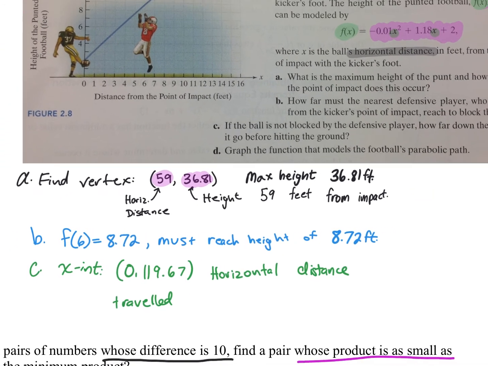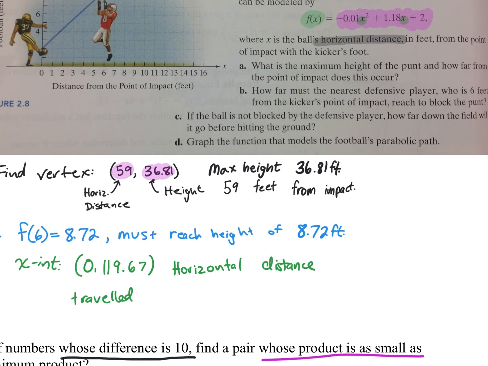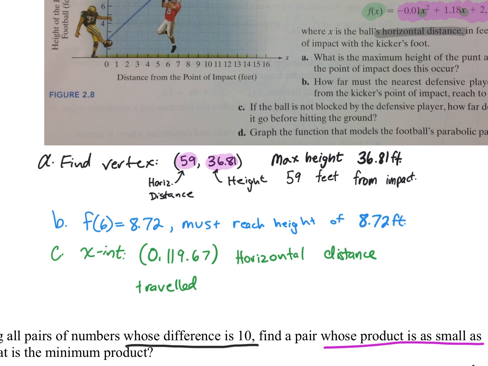Part B asks us, the defensive player is 6 feet away from the point of impact, how high must they reach? In other words, if this player is 6 feet away horizontally, how high vertically must they get to intercept the ball? We plug in 6 into the formula and find they must reach 8.72 feet high.